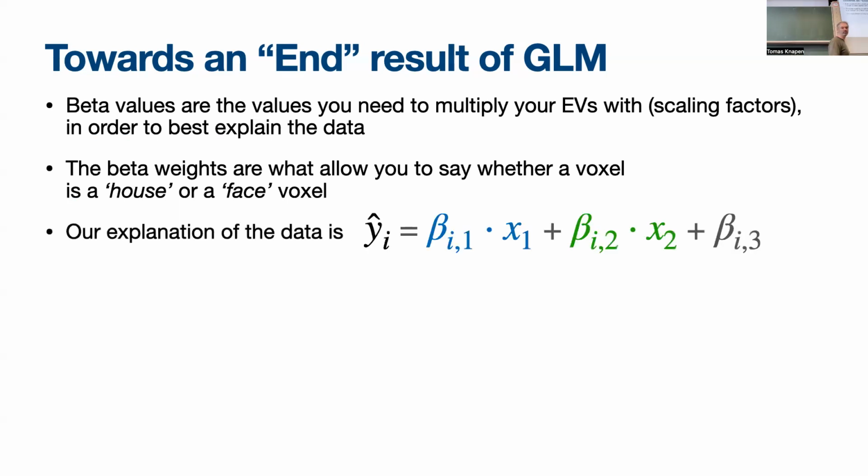Our explanation of the data is what we call Y hat. You'll see Y hat appear a couple of times over the course. Y hat is our best fitting explanation of the data. That is, we find a beta weight for each of those things, and we can add them together with the regressors, and they are the time course that we model. That's the resulting time course that we find.